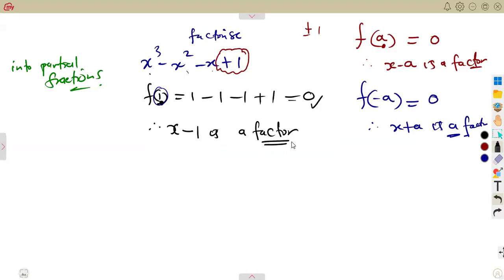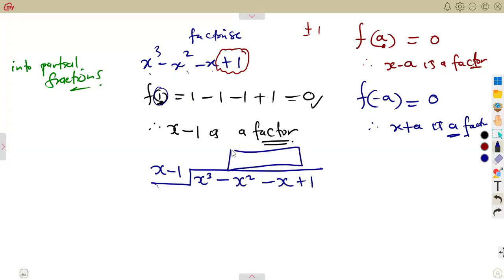So if x minus 1 is a factor, then we can use the long division. We're back to the long division again. Remember, guys, your factor and remember remainder theorem. Having a factor, you have to divide by that, just like what we saw previously. So x minus 1 into our f of x, which is x cubed minus x squared minus x plus 1. So by dividing with a factor, you obtain also another factor.